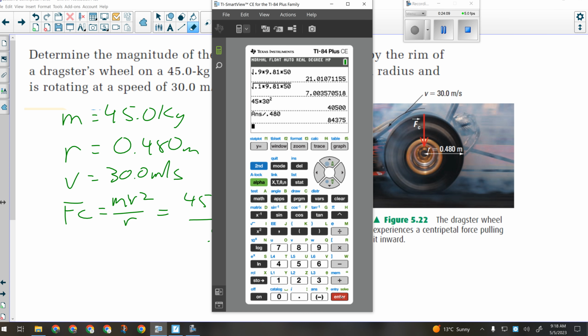Is that a lot? It is. There's a lot of force between your tire and the rim, especially because when you accelerate, there's a torque there that your tire has to hold on tightly.